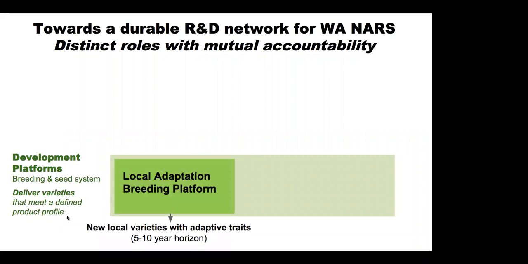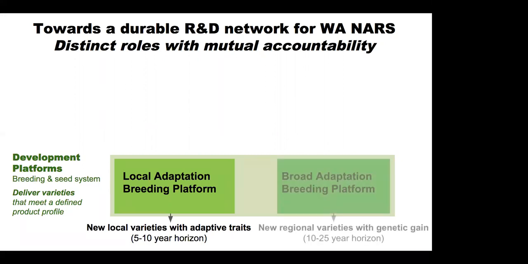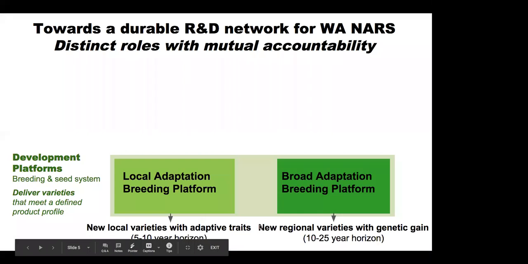And so we have a local adaptation breeding platform that is looking at a shorter time horizon, really working with local varieties, not saying whether they're going to be useful regionally or not at this stage, but trying to address some adaptive traits that can be done with more of a backcrossing approach, in a short time. And then the broad adaptation breeding platform, which is really trying to pick up on some decades of work developing broad adaptation for regional varieties and laying the foundation for long-term genetic gain.